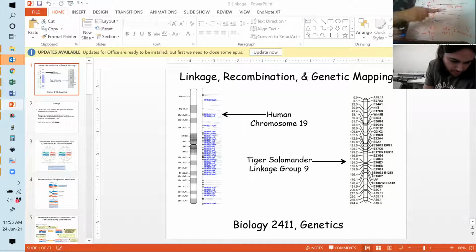You'll have your parentals, you have your recombinants, different gene letters because we're talking about different genes. Now you have 3 times as many recombinants because the genes are 3 times further apart. And so you'll have 97% parentals and 3% recombinants.